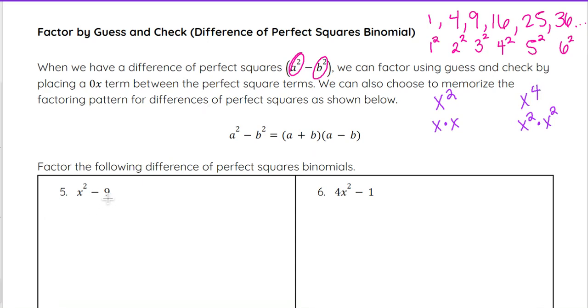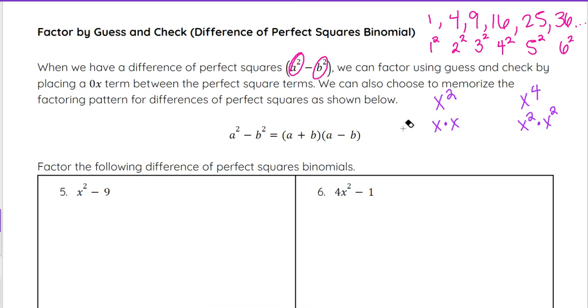So when we have a difference of perfect squares, that is just subtraction between any two perfect squares. So x squared minus 9 is a difference of perfect squares because x squared is a perfect square and 9 is a perfect square. 4x squared minus 1 is a difference of perfect squares because 4 is a perfect square, x squared is a perfect square, and 1 is a perfect square. So not only do the variable and the constant have to be perfect squares, but if there's a coefficient in front of the x squared, it also has to be a perfect square for this pattern to work.